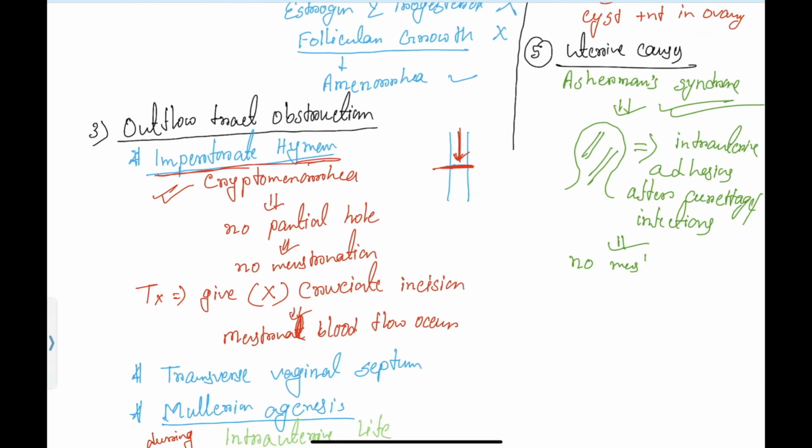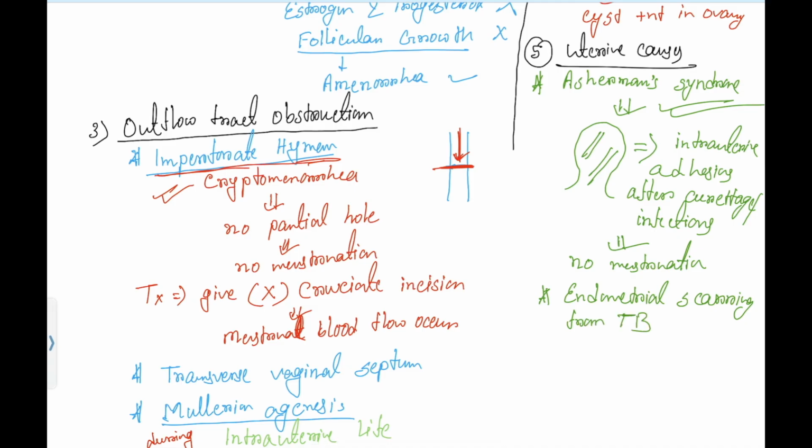no menstruation. Or if there is any endometrial scarring from TB, that also leads to scarring of the endometrial tissue, resulting in no menstruation, and it will be considered as secondary amenorrhea. After this infection, the woman will have no menstruation. Before that, the woman had regular periods. So that's why it is considered as secondary amenorrhea.